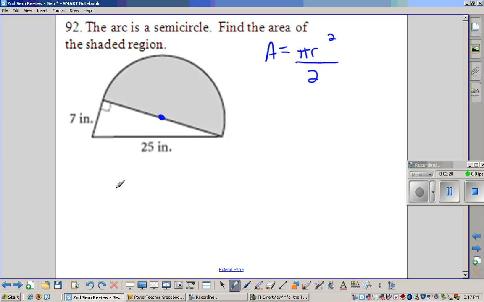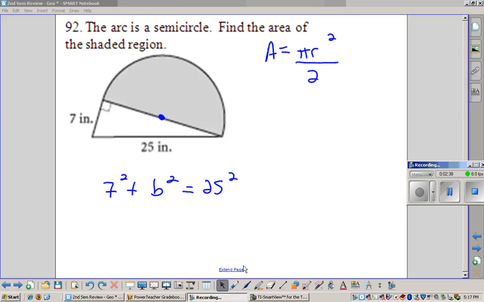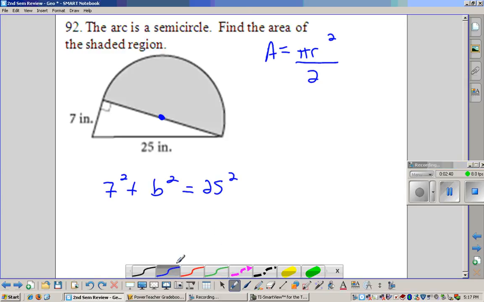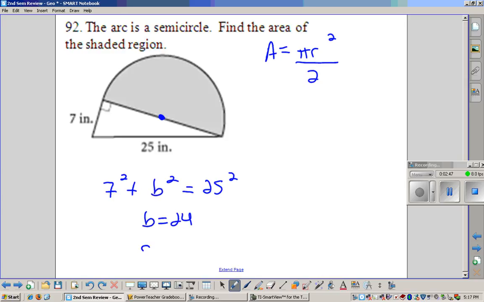This is a right triangle, and I believe it's of the format of a, 7 squared plus b squared equals hypotenuse 25 squared. And if you do the Pythagorean theorem, the math, you end up with b equals 24. So that is our diameter, and our radius is half that, 12.